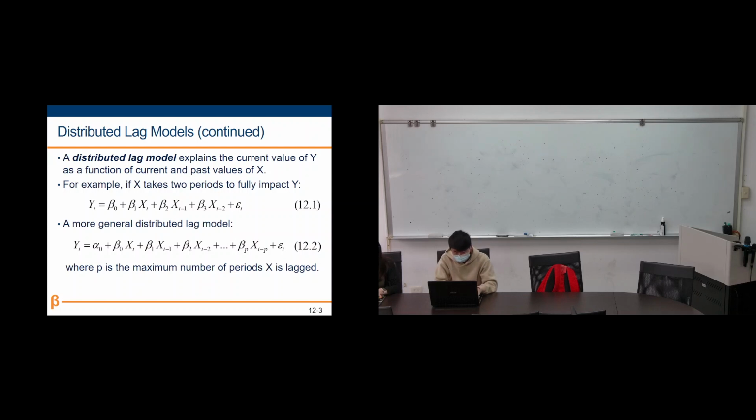So p is the maximum number of periods X is lagged. Can you think of an example where the current Y_t is affected by the current as well as the previous X variables?